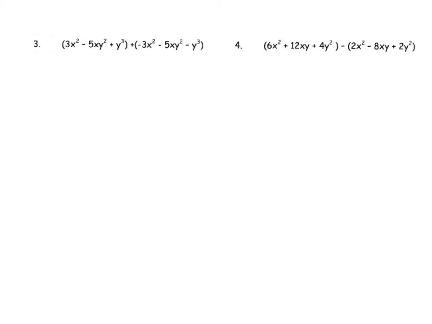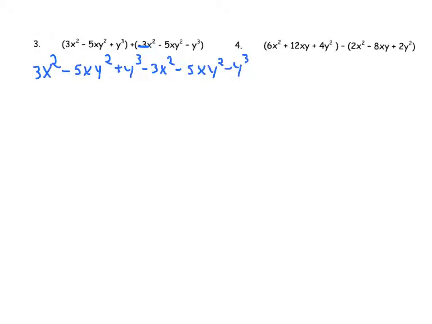Okay, so let's try a couple more. First we have addition, and with addition you have a trinomial plus another trinomial. So all you're going to do is drop your parentheses and combine like terms. So let's do that. So we have 3x squared minus 5xy squared plus y cubed. So I just got rid of the parentheses for the first one. Then on the second one, notice I'm just going to drop the parentheses, but this one is negative, so I'm just going to put -3x squared minus 5xy squared minus y cubed.